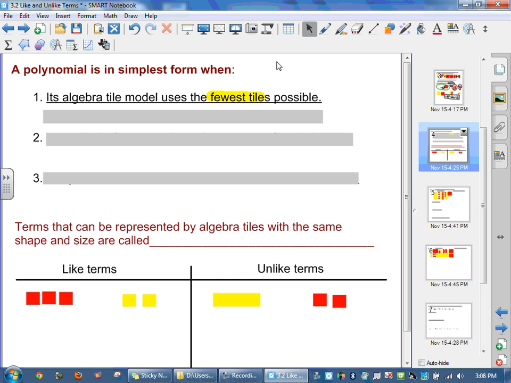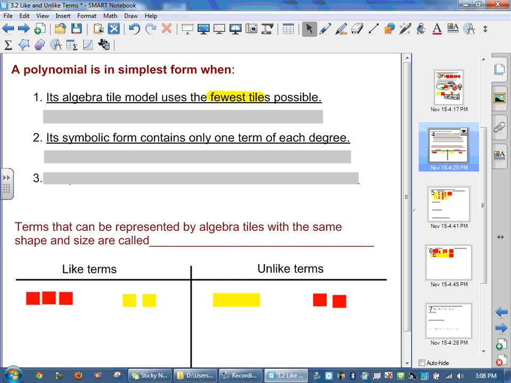Another way we know is the symbolic form. The symbolic form, written with the letters and numbers, contains only 1 term of each degree. So there's an x squared, there's an x, and then there's a constant, with only 1 digit in front of them. Sometimes some of them disappear so you don't have any of them, which is okay too. If you've got more than 1 of the same degree, which means they're the same size object, you've got to add them together and combine them. So you basically only have one of each size object. That's when you know you're done.